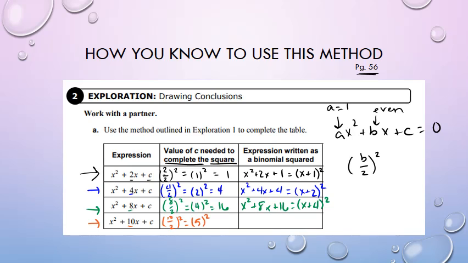So 5 squared, which is 25. So the function would read x squared plus 10x plus 25, again factored as x plus 5 squared. Again, that is the skill that you need to be able to finish a problem. In the next slide, we'll start solving them completely.